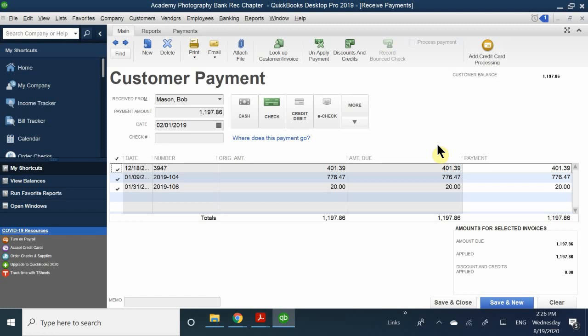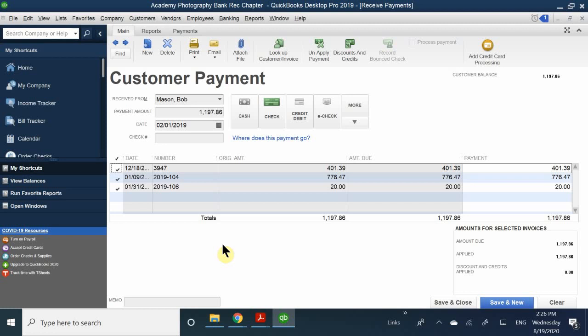So again, his original payment was to pay off $1177 for the two invoices he was outstanding for. Now that we reversed the transaction, he owes us $1197 because it included the $20 additional fee that we decided to tack on his bill. So now we send him either a new invoice, or we call him up and let him know, "Hey, Mr. Bob Mason, your check has bounced, so we're going to charge you an additional $20 automatically because that's unacceptable." He's going to say, "I'm so sorry, I'm going to send you a new check for $1197.86."